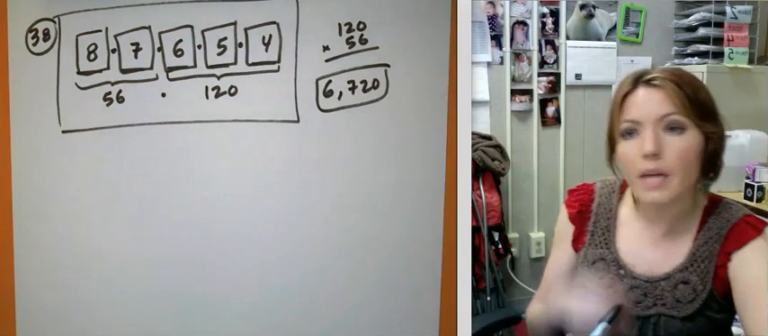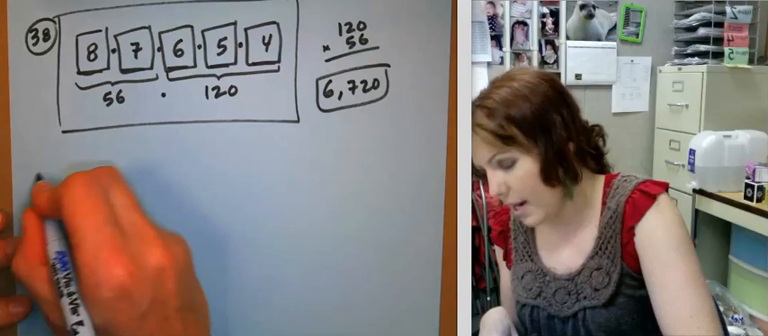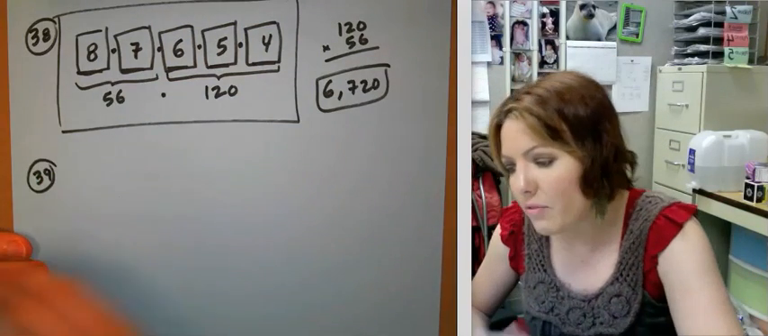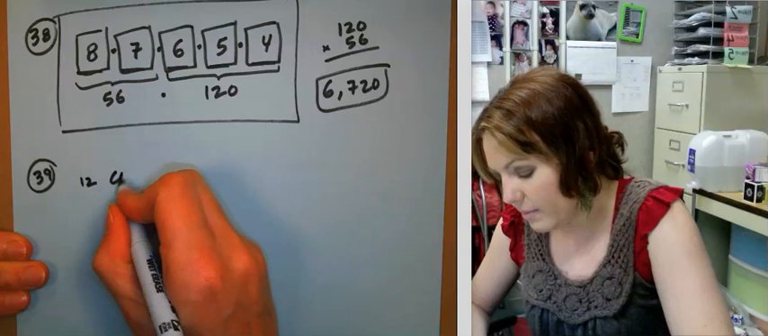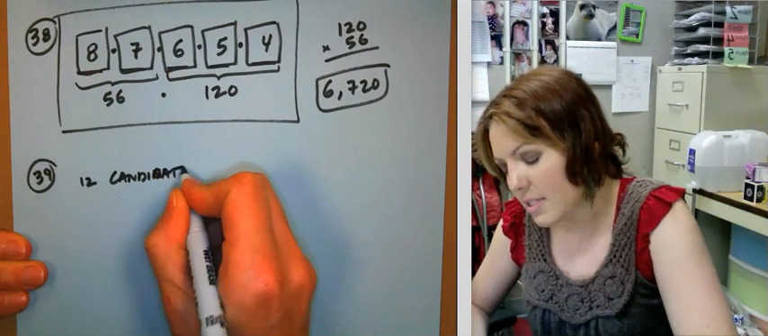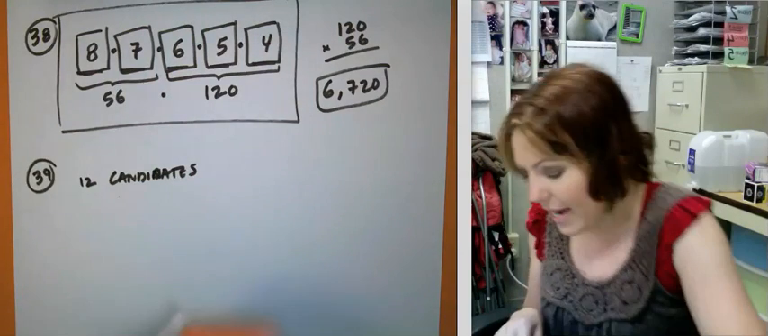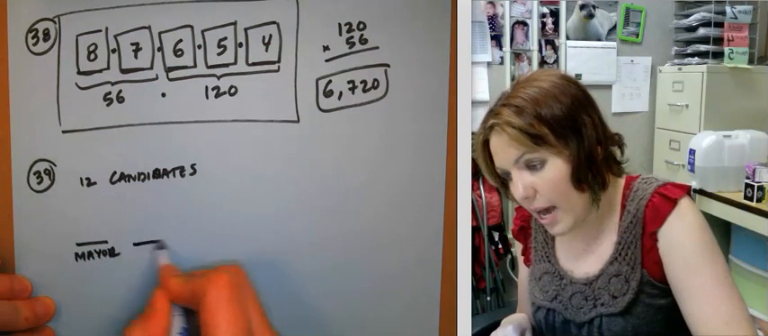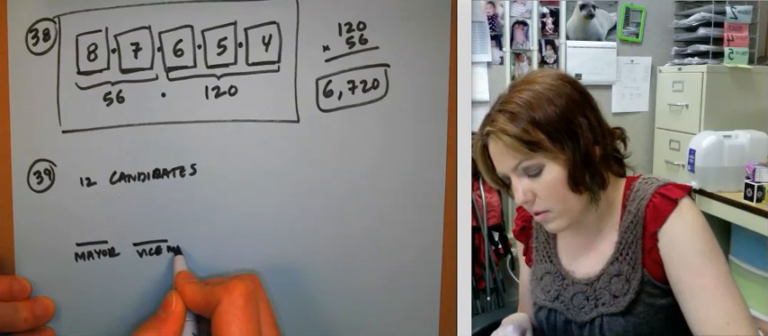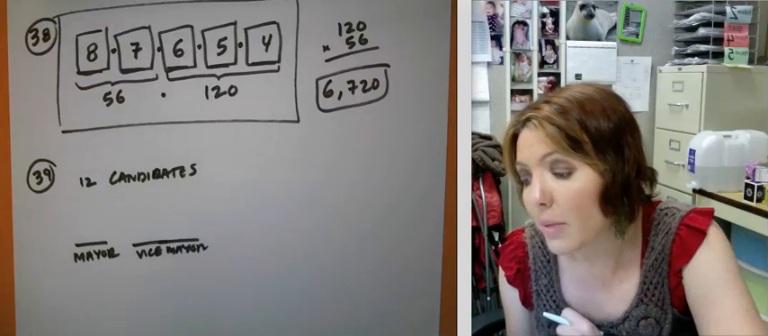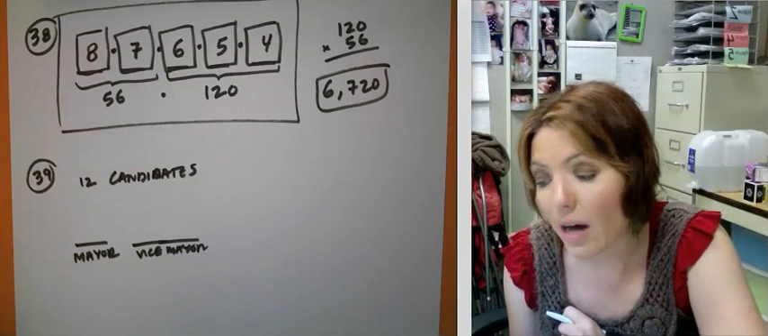Okay? All right, so let's do number 39 really quick. All right, 12 candidates in a city election. The winner is the mayor, and we have the vice mayor. There. Okay. How many different combinations of mayor and vice mayor are possible without repetitions?